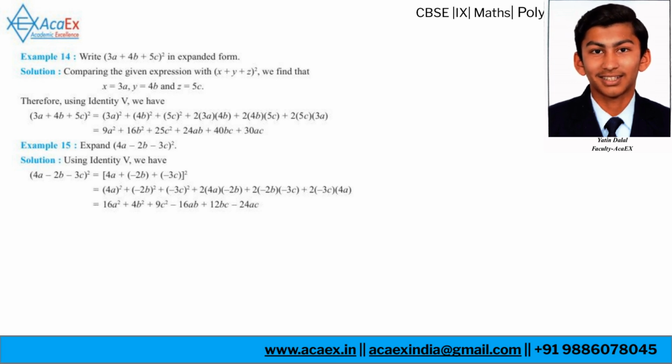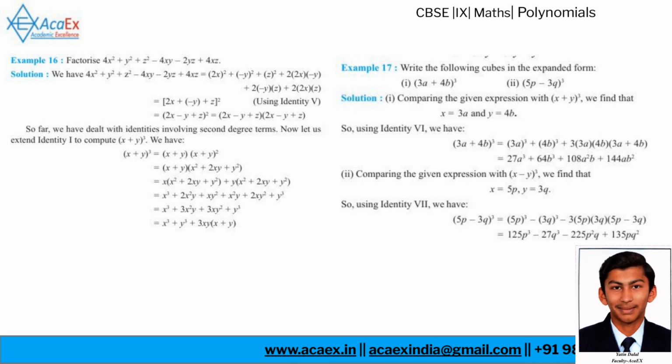Example 15. Expand (4a minus 2b minus 3c) squared. Solution. Using identity 5, it expands to 16a squared plus 4b squared plus 9c squared minus 16ab plus 12bc minus 24ac. Factorizing with identities, example 16. Factorize 4x squared plus y squared plus z squared minus 4xy minus 2yz plus 4xz. Solution. This expression matches the expanded form of identity 5 and factors to (2x minus y plus z) squared.